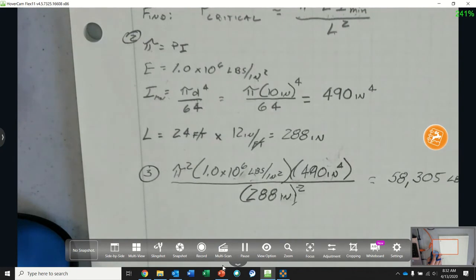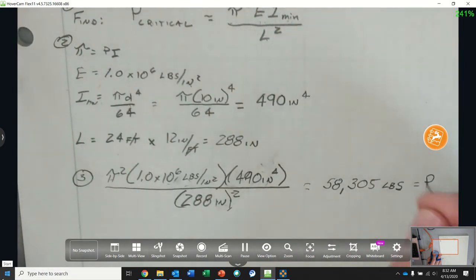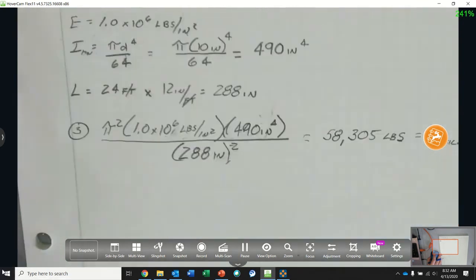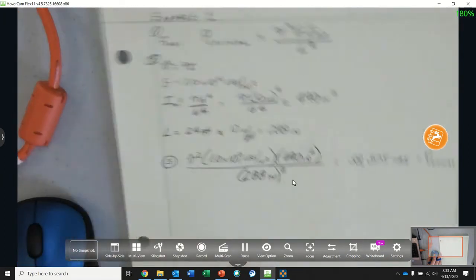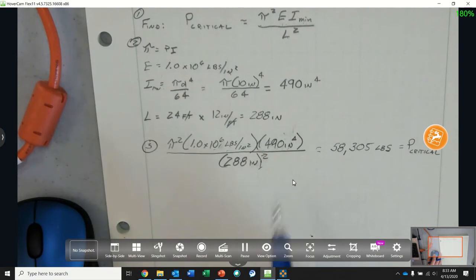Shift pi squared times 1.0 times 10 to the 6 times 490, okay, divided by my length squared. Yep, 58,000. So this equals my P critical. Okay? All right. So let me zoom out so you can see my calculations here a little bit. So that's my critical load before this column buckles.